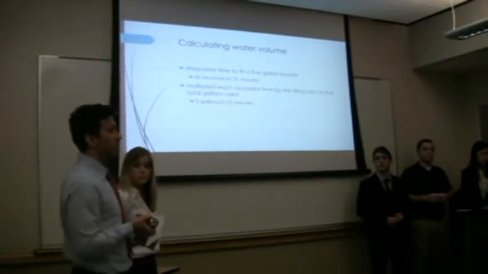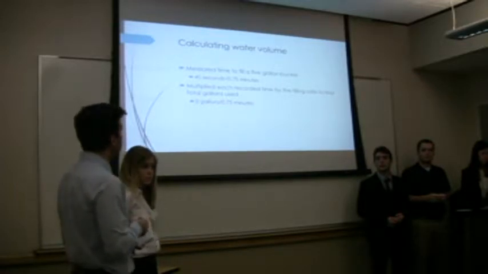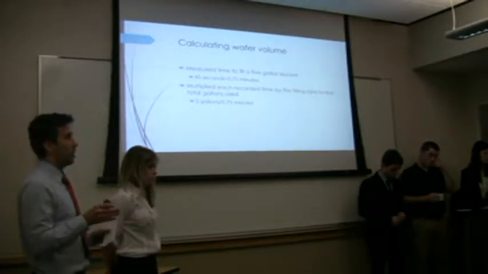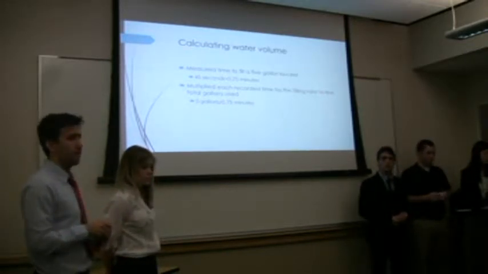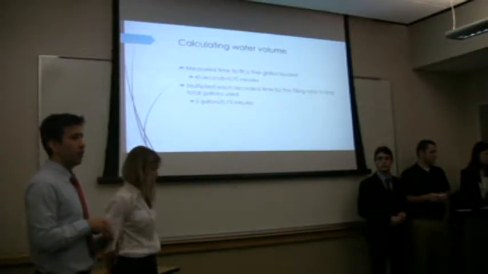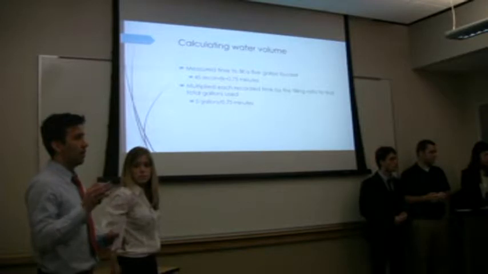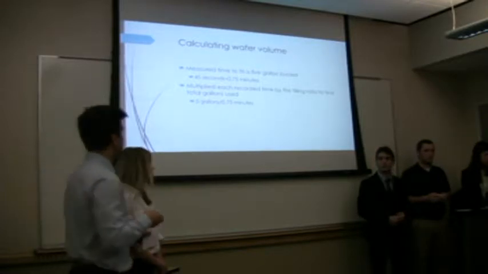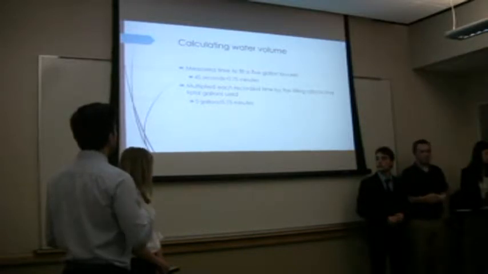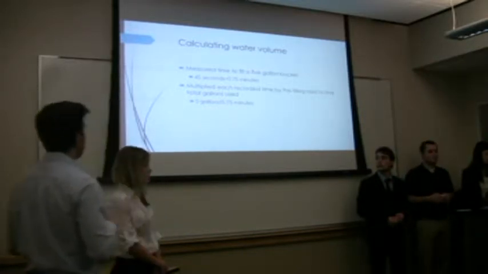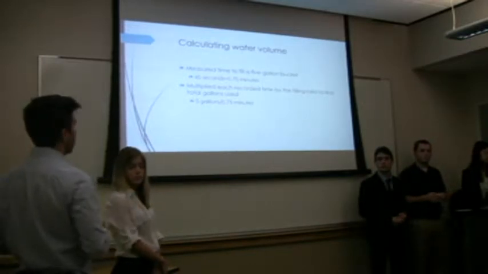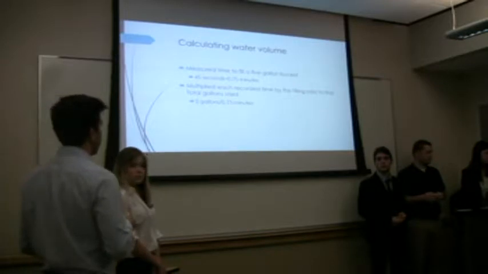So once we collected the data after a week, we wanted to measure the total water volume used during that week. So we measured the time that it took to fill up a 5-gallon bucket, and then multiplied that by every single time that the employee was using the water. First of all, it was 45 seconds to fill up a 5-gallon bucket, but because we want to use minutes, that equals 0.75 minutes. So it was 5 gallons per 0.75 minutes.